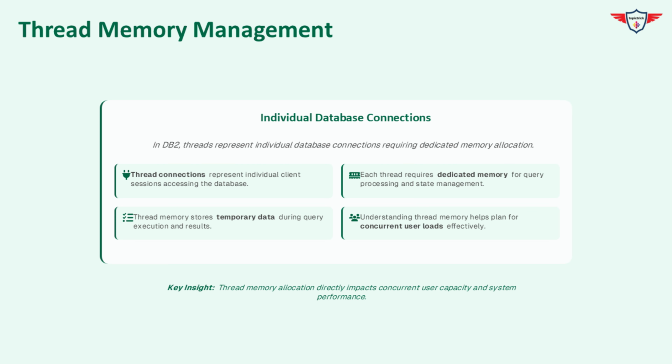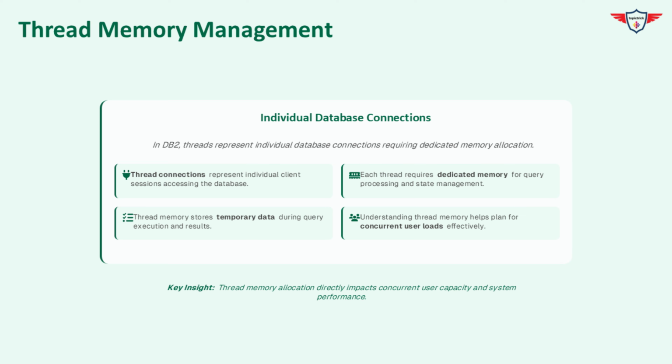Poor thread memory management can create performance bottlenecks during high concurrency periods. If threads don't have enough memory, they might have to use slower temporary storage, which impacts response times for all users. For database professionals, thread memory concepts are essential for understanding system capacity limits and planning for growth in user populations or application workloads.